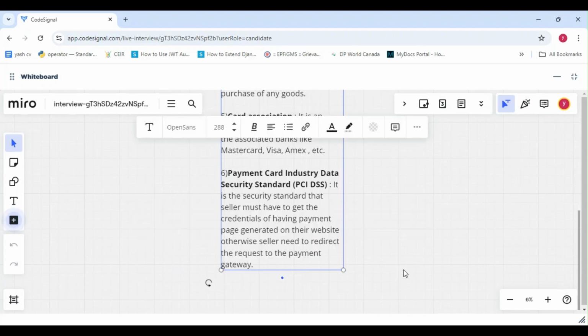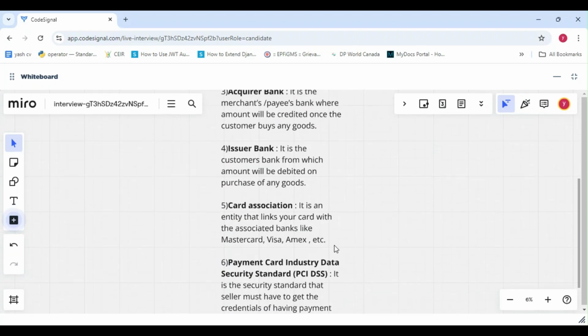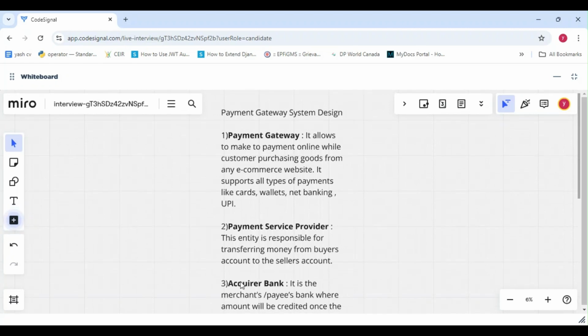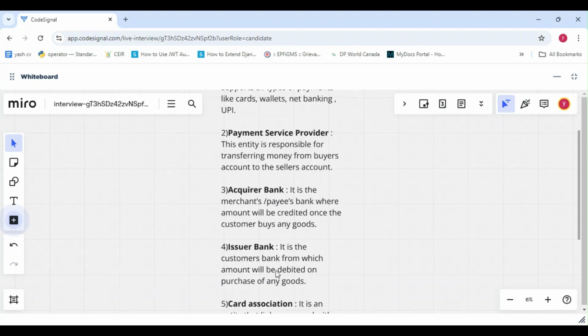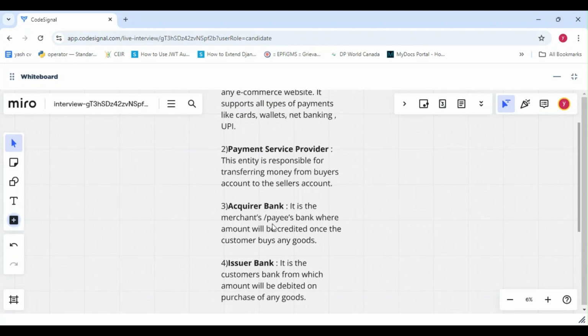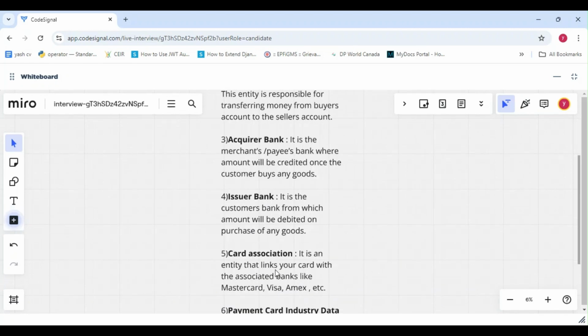Okay, so this is the payment gateway, and the payment card industry data security standard. These are the terminologies which we are going to use. Mainly we are going to use acquirer bank, payment gateway, issuer bank, and card association. Just remember that the acquirer bank is the merchant's bank, the issuer bank is the customer's bank, and the card association is the entity used to map a card with the associated bank.